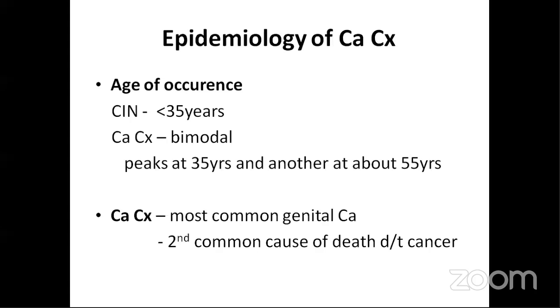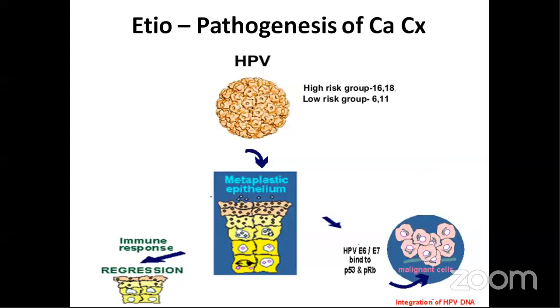So, carcinoma cervix, the age of occurrence is usually bimodal. It is noted to peak around 35 years of age, and another peak is noted about 50 to 55 years of age. And we all know it is the most common genital carcinoma and is the second most common cause of death due to cancer in females. The first one being the breast cancer. Then what is the etiopathy behind the carcinoma cervix?